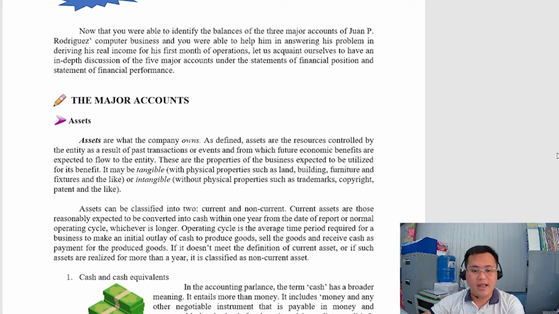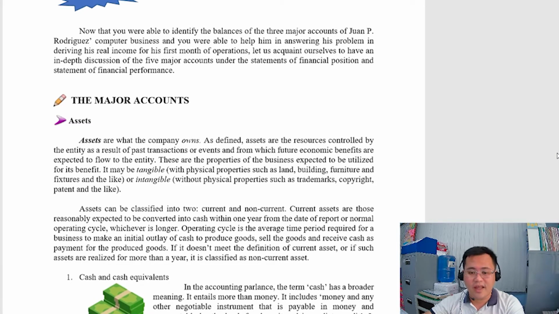It may be tangible, meaning to say, with physical properties such as land, building, furniture, and fixtures and the like. When you say tangible, meaning to say it can be touched, right? Let's say a table. It is a tangible asset because it can be touched. However, there are also assets which are intangible by nature, meaning to say they do not have physical properties such as trademarks, copyright, patent, and the like. So you cannot touch the copyright of a book because by nature it is non-touchable, or meaning to say it is intangible.